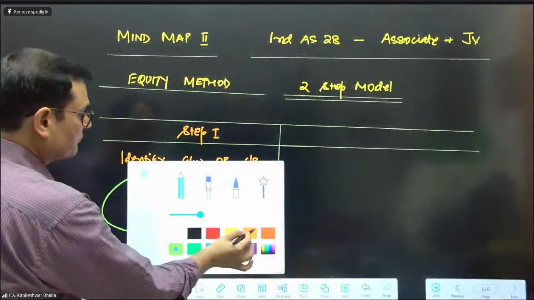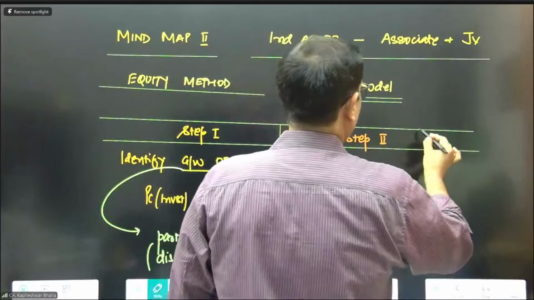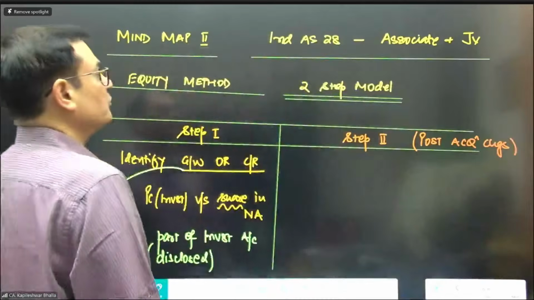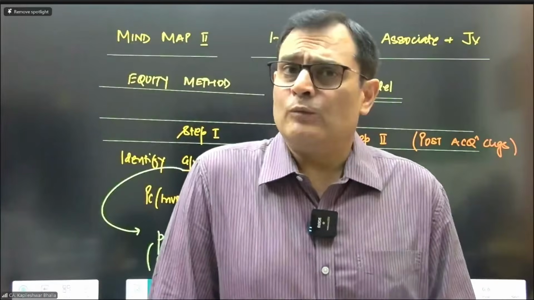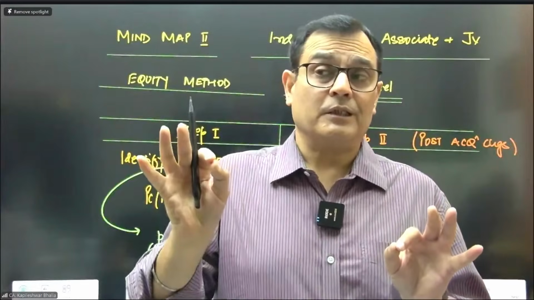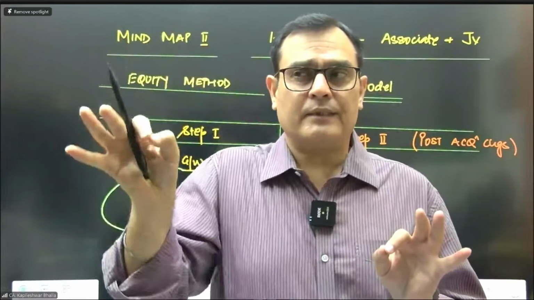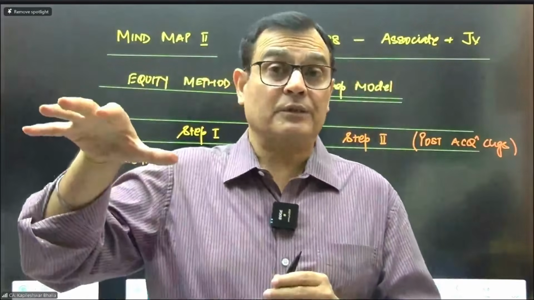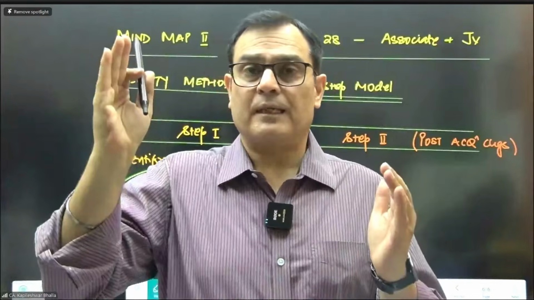Then comes step number two. In step number two, what you need to do is consider the post-acquisition changes. Now, in terms of the post-acquisition changes, I always say there are two aspects to consider. One is that you need to keep track of the changes in the net assets of the associate. Because as the net assets of the associate change, the value of the investment also undergoes a change. So if the net assets go up, the investment goes up.